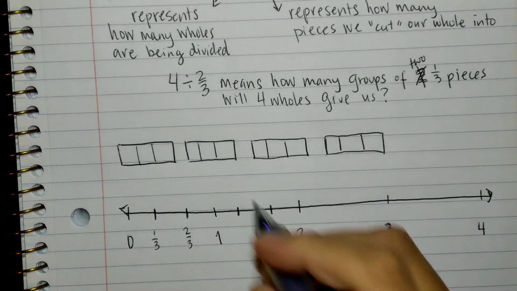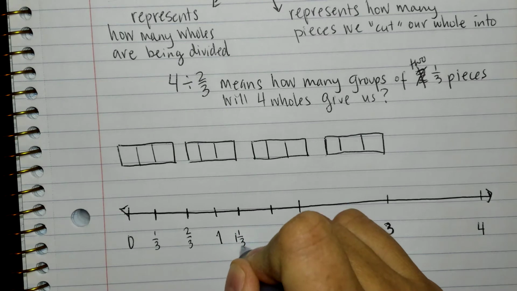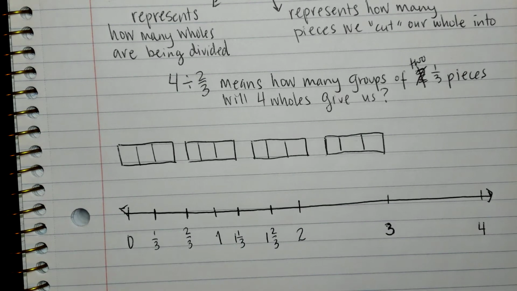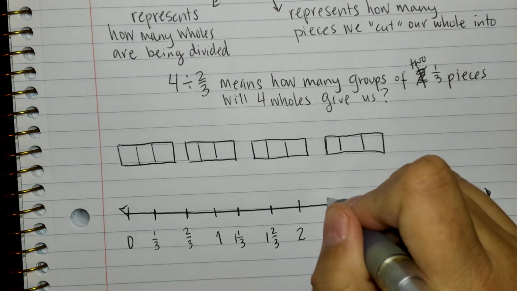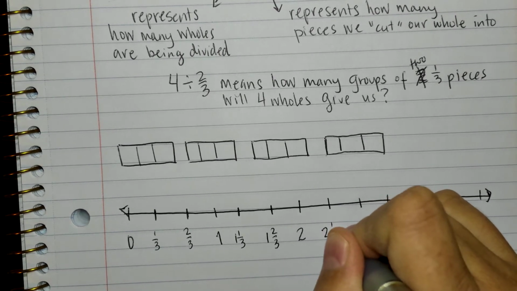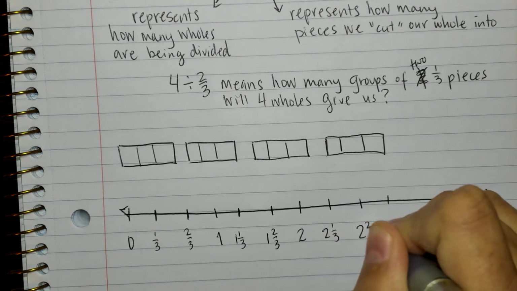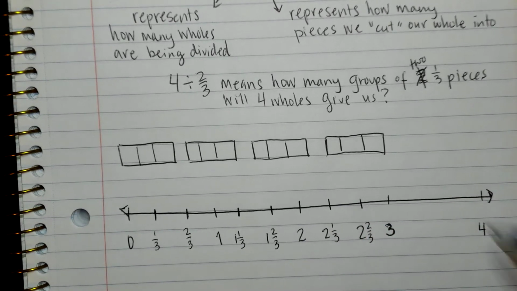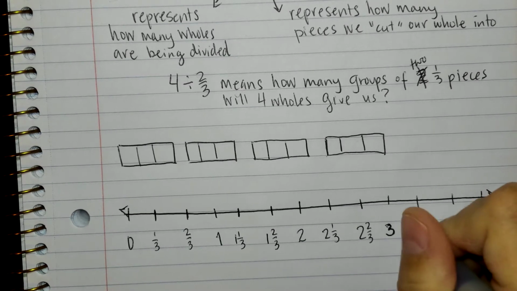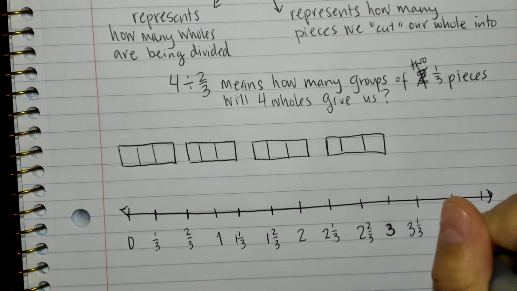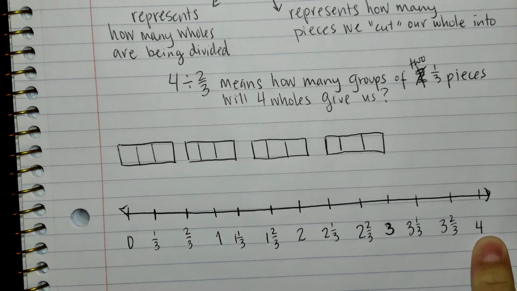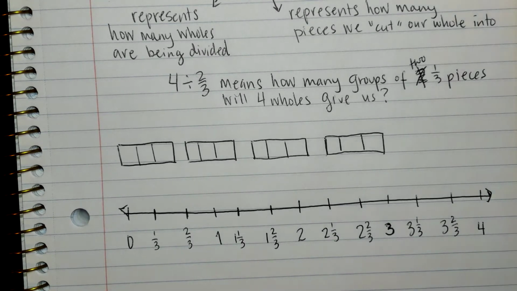I'm going to do the same here. I'll have 1 and 1/3, 1 and 2/3. 2 more slices between 2 and 3 gives me 2 and 1/3 and 2 and 2/3. And then 2 more slices between 3 and 4 gives me 3 and 1/3, 3 and 2/3. And then 4 is the same as 3 and 3/3.